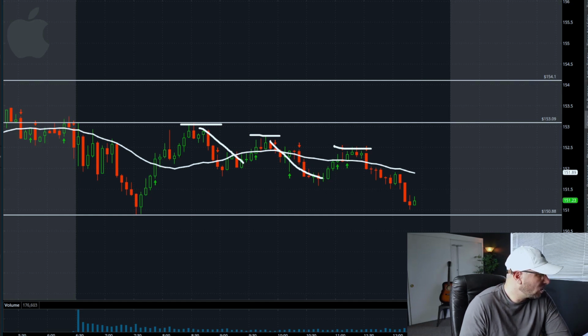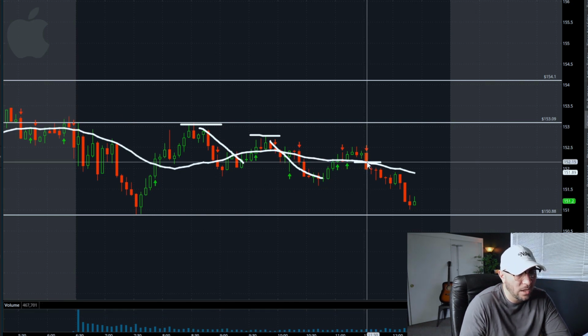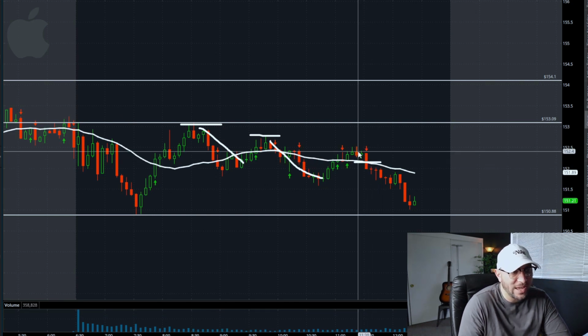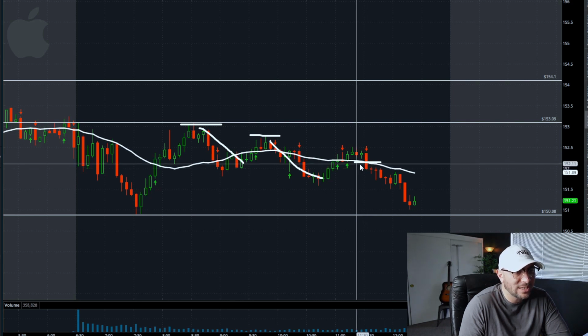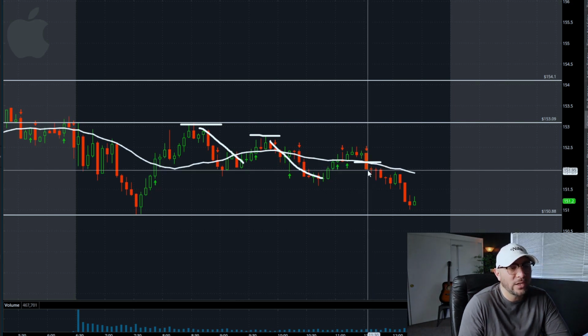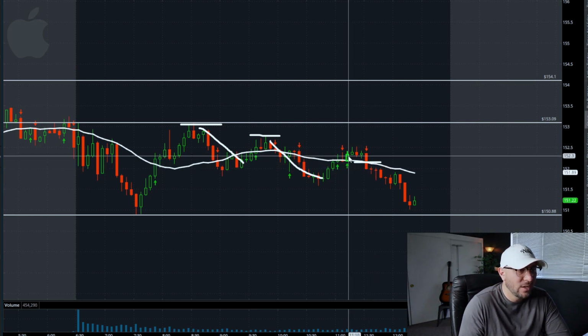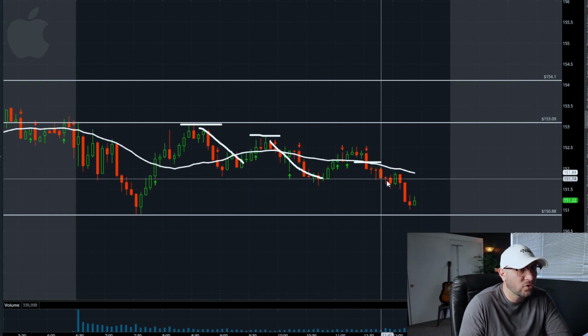So what I was looking at here is if we were to lose the 20 SMA, which we did here at around a time of 11:30 a.m., we lost this 20 SMA. All I'm looking for is, can we confirm the low, right? Because this got stopped out, this got stopped out, all these trades prior got stopped out.